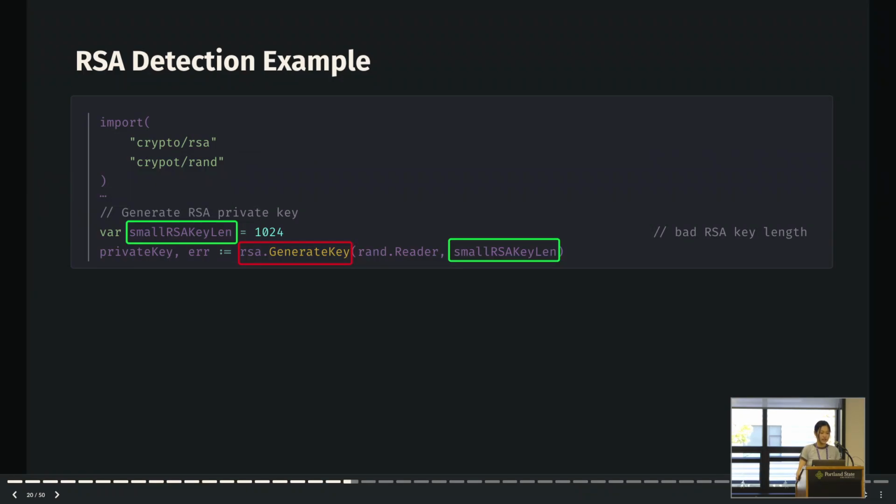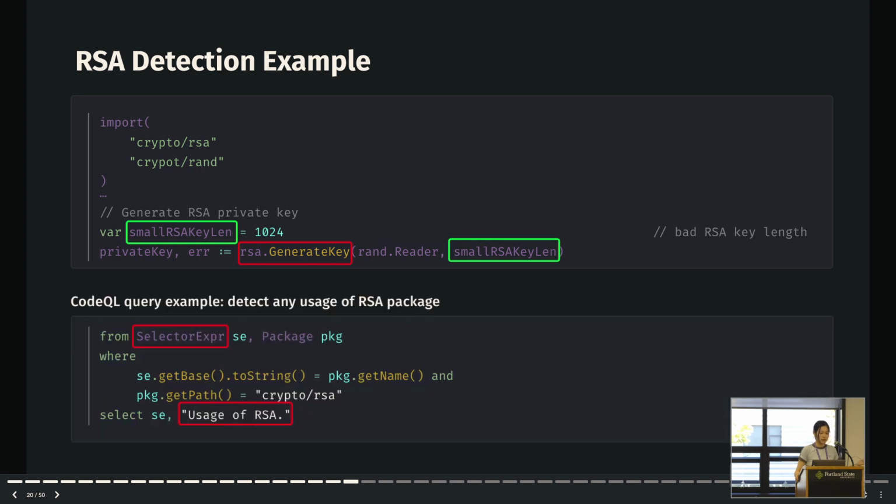So now, if the question is simply to detect any RSA usage, no matter the key length, no matter how the key is used, we can write a super simple query in CodeQL to detect that. For example, in CodeQL for Go, the call to rsa.GenerateKey is represented as a selector expression, and by having a query like this, any line of code that calls the RSA package will be flagged. You can also see here that CodeQL queries follow the QL structure of a from-where-select statement, where the select statement includes the final alert you want to create for the findings, such as: this usage is bad, please use a stronger key length, and so on.